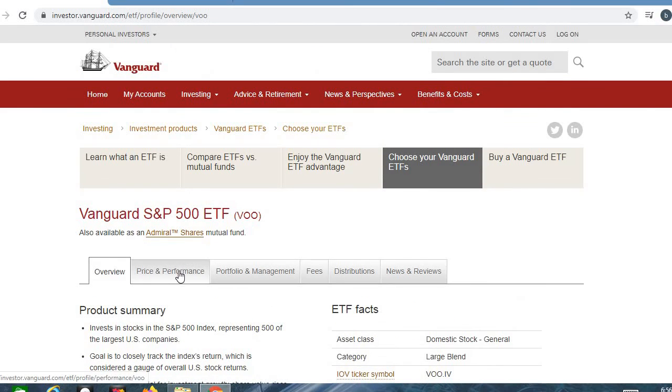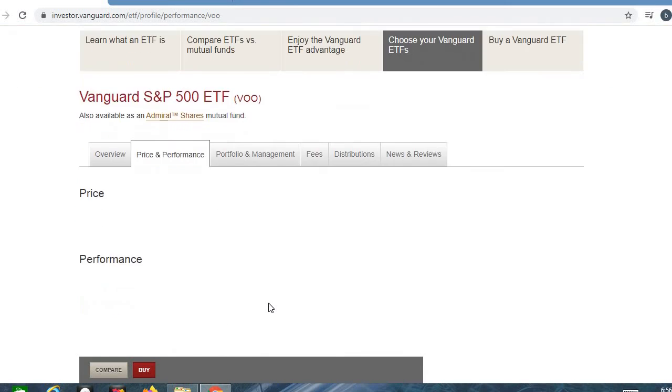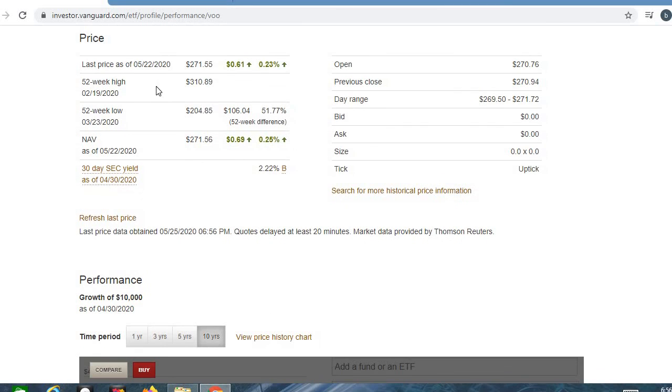So let's talk about its performance and price. As of the end of May 22, its price is $271.55 per share. And if you see, it has provided a range. A 52-week high is $310, which happened on February 19th this year, and the 52-week low is $204, which happened about a month later on March 23rd.